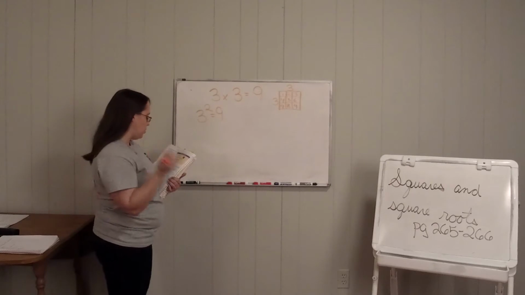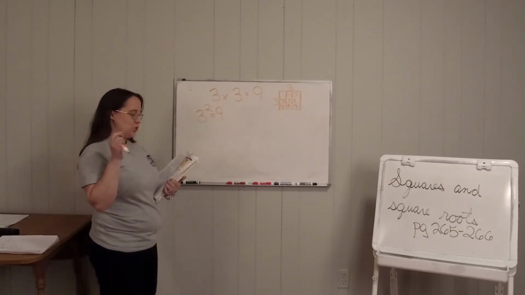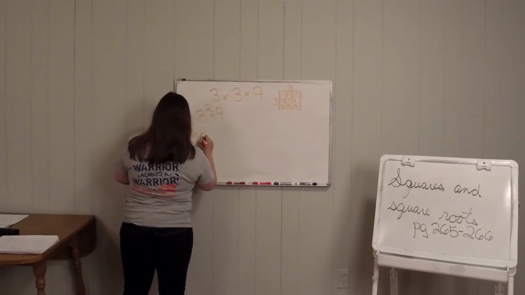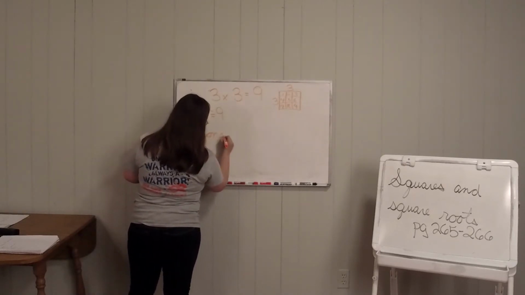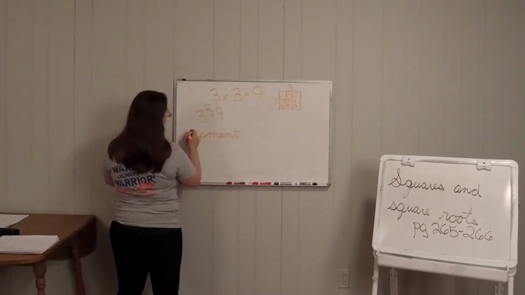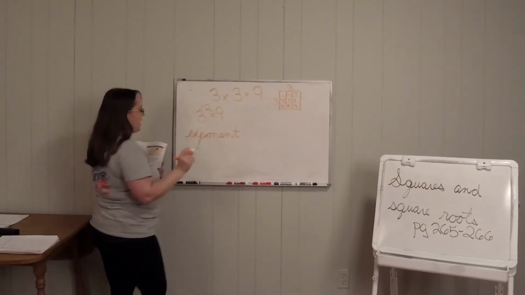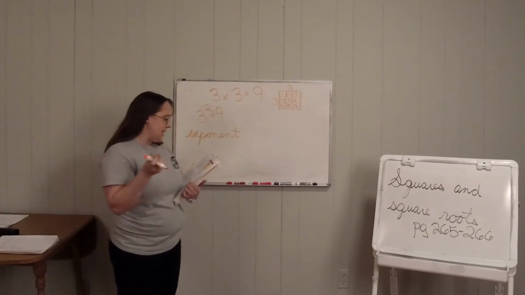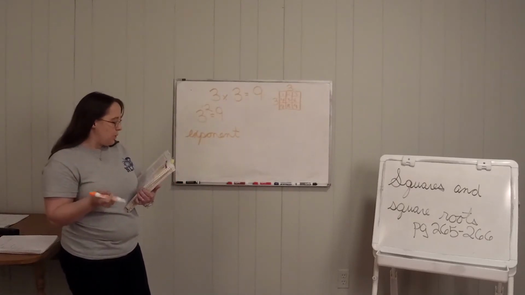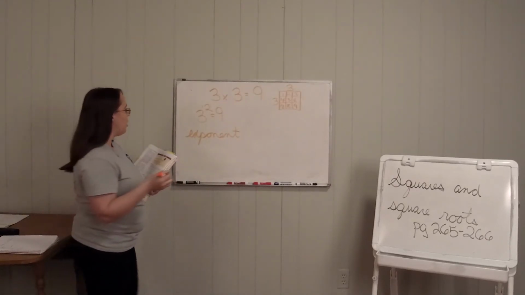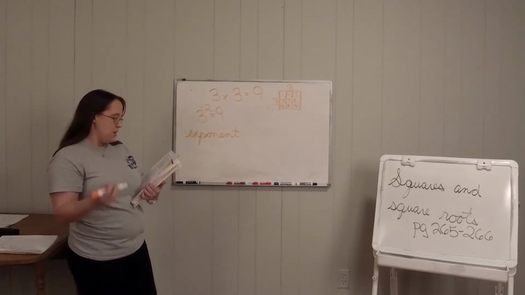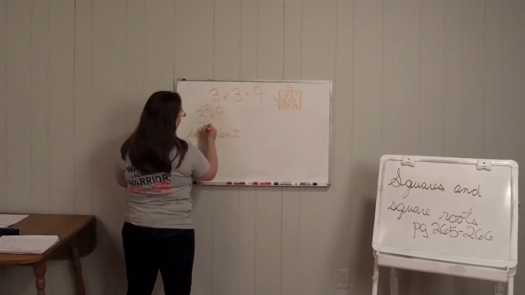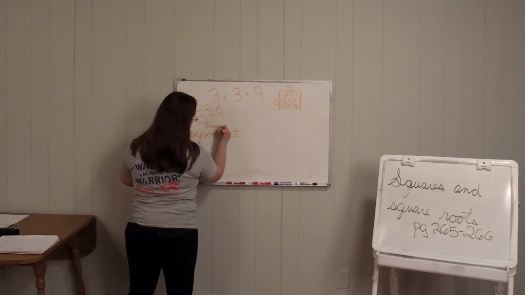When you see this little 2, that little 2 has a special name. It's called an exponent. A small 2 written to the right and above a number is an exponent. The exponent 2 means to multiply the number or the base by itself. So you're going to say 3 times 3. This big 3 is the base.